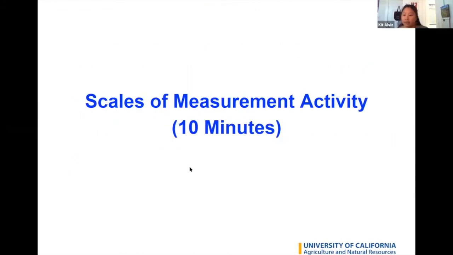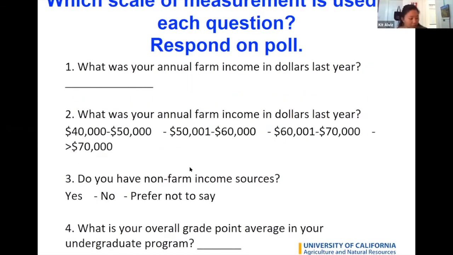So now we have a poll for you. If you could run the poll, Clint, there are 4 questions in the poll. On the slide here are 4 questions. For each of the questions, you're going to tell us, is it nominal, ordinal, ratio, or interval?